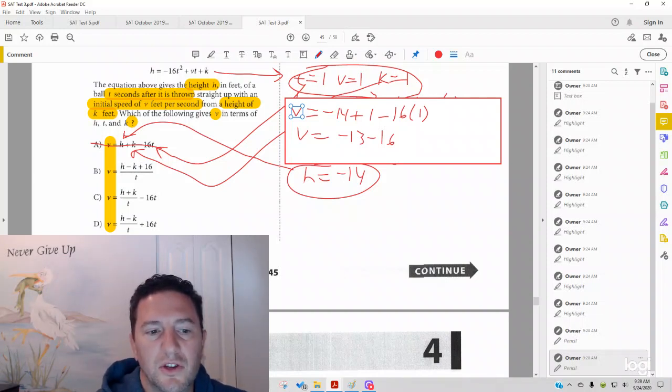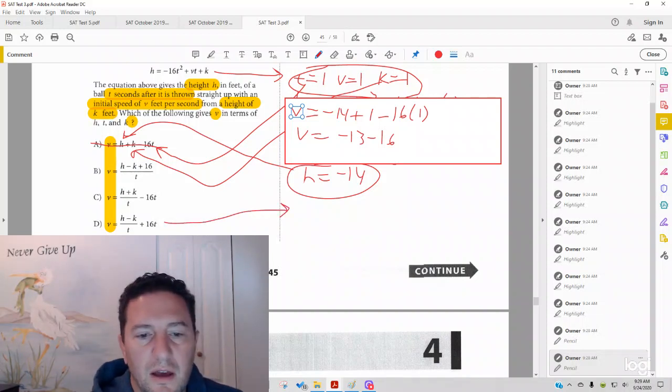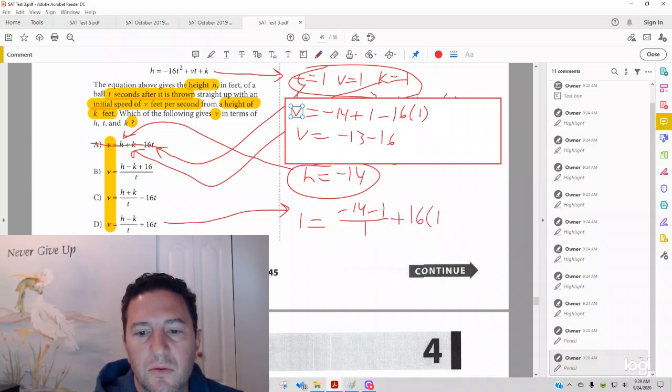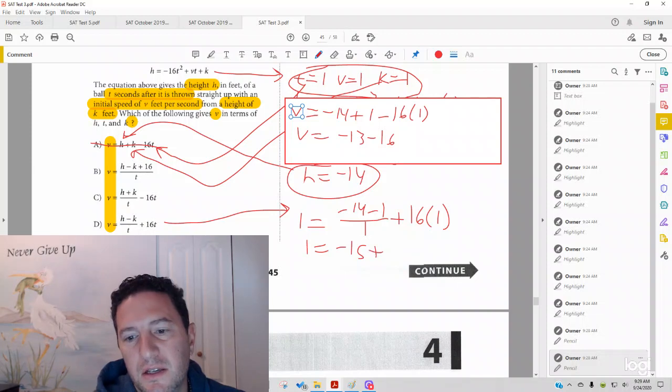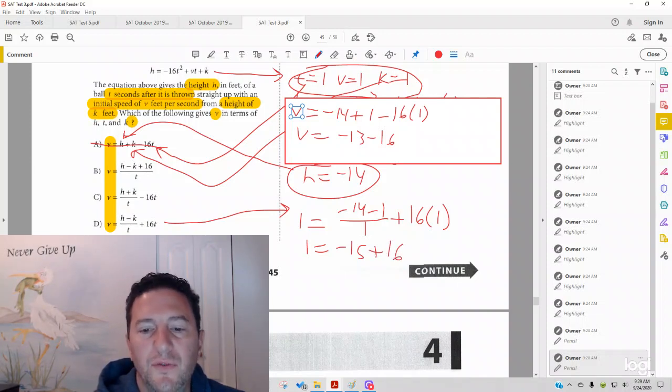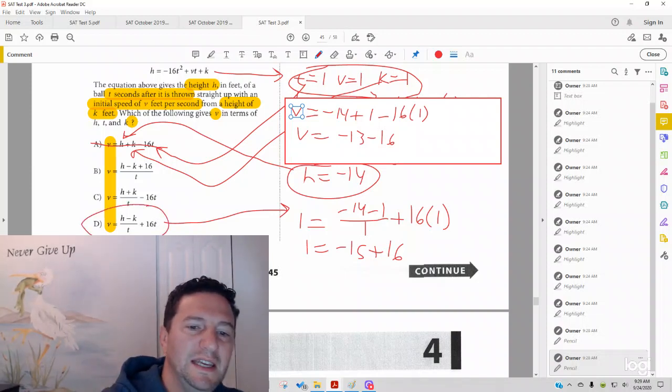So just to cut to the chase, because we know what the correct answer is here, it's going to be D. And notice how this works out. v, which is 1, equals h, or h is negative 14, minus k, your k is 1, over t, which is 1, plus 16t, which is 16. And we've got 1 equals negative 14 minus 1, which gives you negative 15, over 1, plus 16 times 1 is 16. It's negative 15 plus 16, and sure enough, you get 1 for answer choice D.